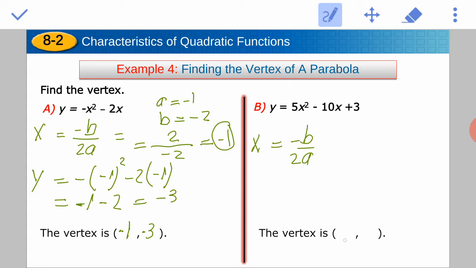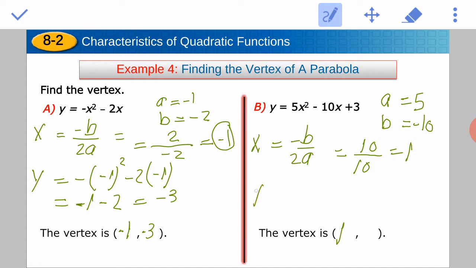Later, once we get the x, we can substitute and get the y. Guys, I will need the value of a and the value of b. So let me identify a and b at the beginning. A equals 5 and b equals negative 10. Now let me substitute in this nice formula. Negative b, it means negative 10, it's gonna be 10. 2a, it means 2 times 5, it's gonna be 10. So the x coordinate of the vertex is gonna be 1.